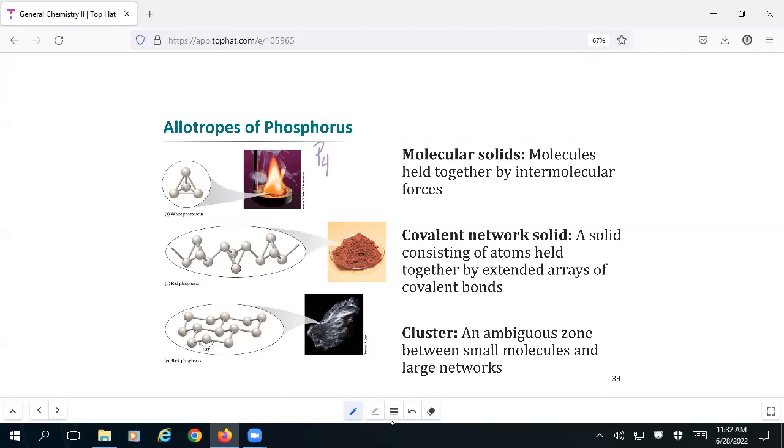The form of phosphorus we're most familiar with is red phosphorus. Red phosphorus is the white phosphorus form, but we have connected those little cages to each other in a polymer strand kind of fashion.